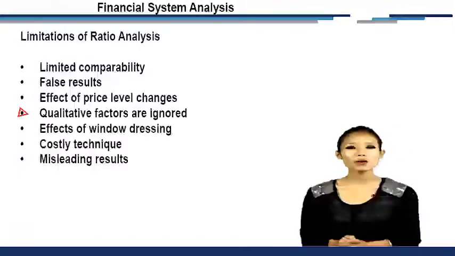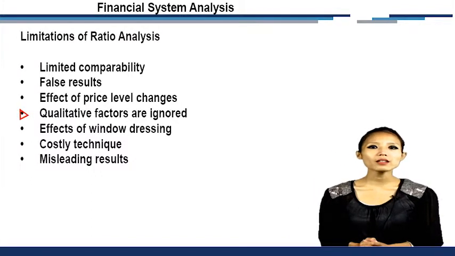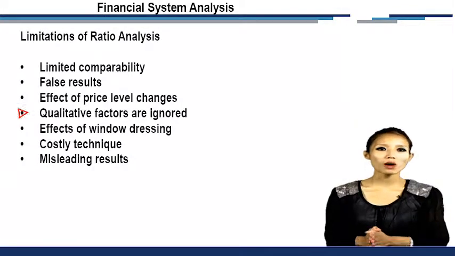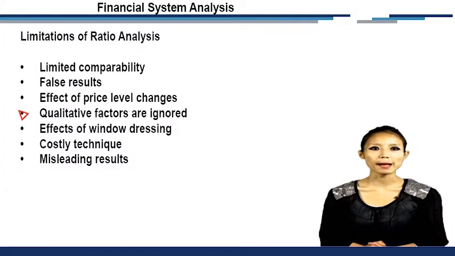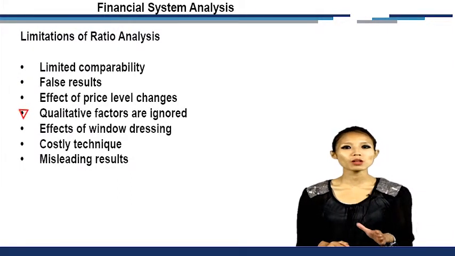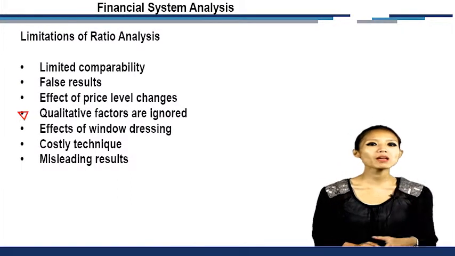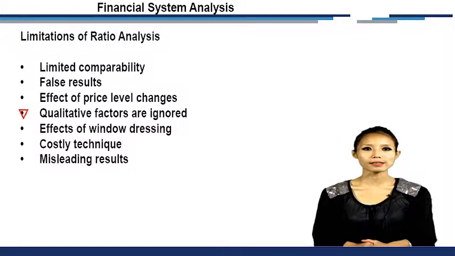Qualitative factors are ignored. Ratio analysis is a technique of quantitative analysis and thus ignores qualitative factors which may be important in decision making. For example, average collection period may be equal to standard credit period, but some debtors may be in the list of doubtful debts, which is not disclosed by ratio analysis.